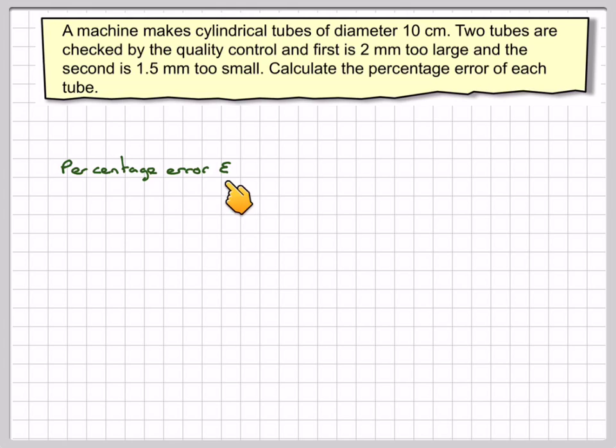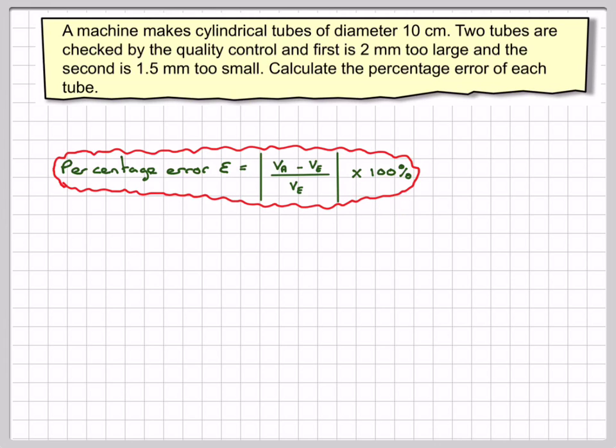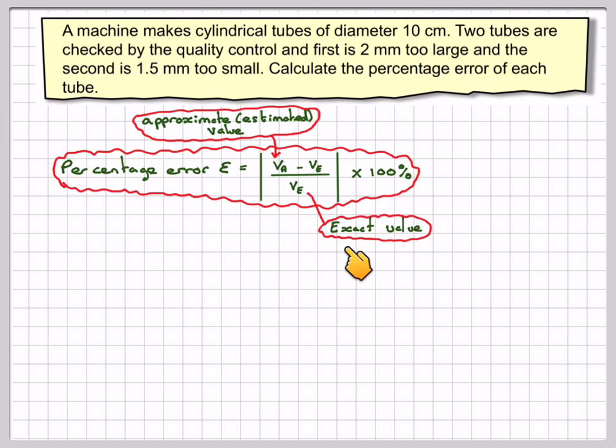So percentage error, and we use this little symbol here for that, is equal to VA minus VE divided by VE. Then we've got these two straight lines, which we'll talk about in a minute, times 100%. The VA means the approximated or the estimated value. The VE, where it appears twice, is the exact value.